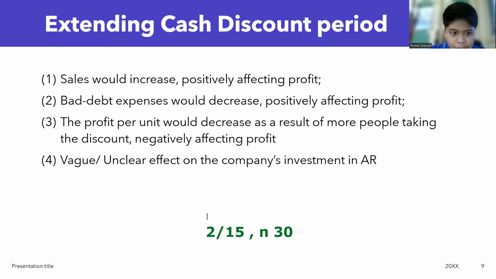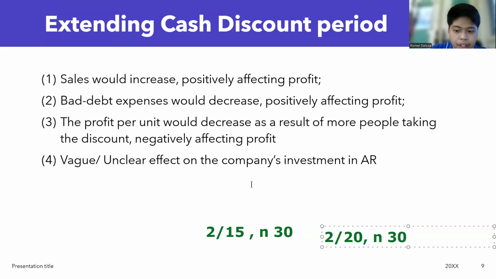Instead of 15 days, you make it, let's say, 20 or 30. So ine-extend mo yung cash discount period by 20 days. So ano yung effect niya? Number 1, sales would increase. That's number 1. Number 2, bad debt expenses would decrease.